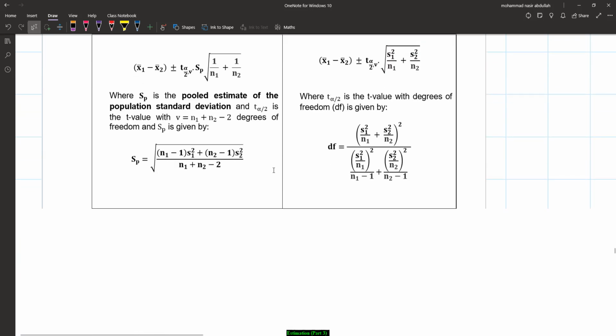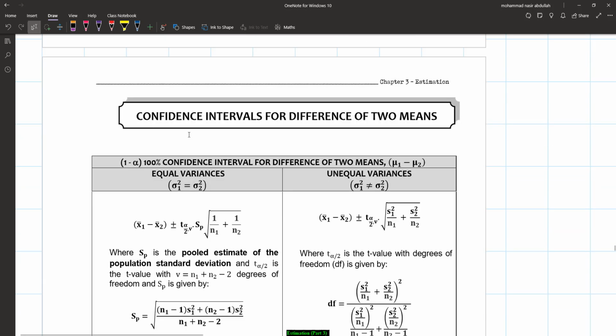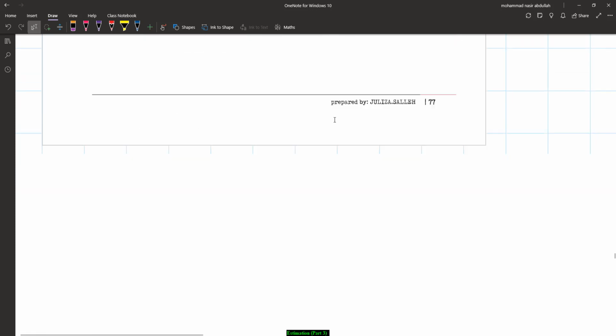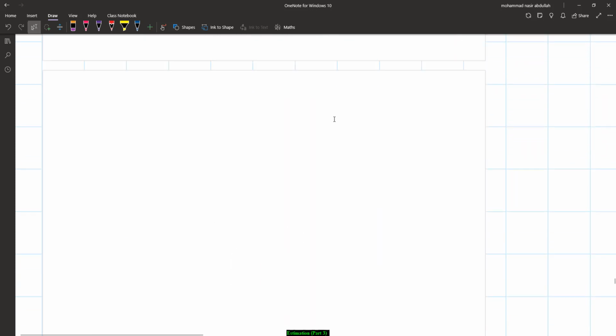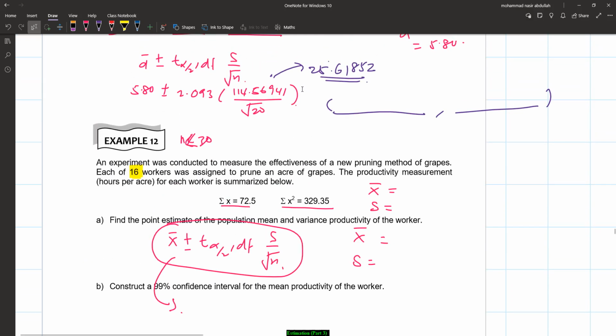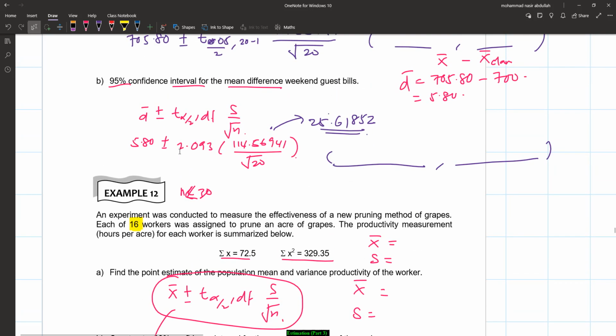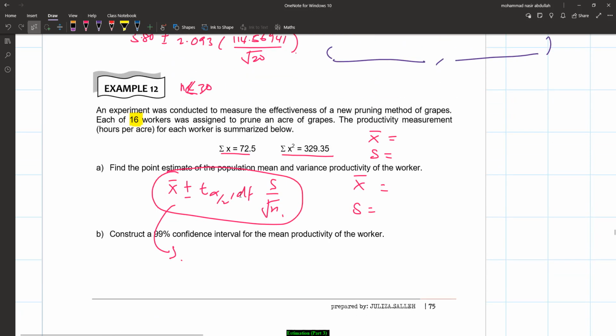Any questions before we end our session? So next class we will look into confidence interval for different domains. This is quite a big topic, right? So next class I will demonstrate how to use SPSS. We will revisit example number 12 and example number 13. Any question?